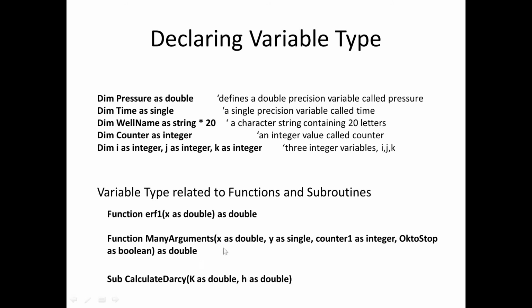And so you can have a function of many arguments that have many different types, and here's an example where there's some single and double precision, some integers, and a Boolean. Booleans are used to decide whether you should do something. That's one application. So here's a Boolean called OK to stop. And presumably within this function, if OK to stop is true, then it would stop. Okay, subroutines also can have variables that are typed as they get passed in, like this.